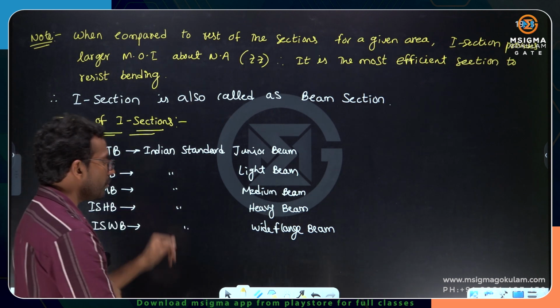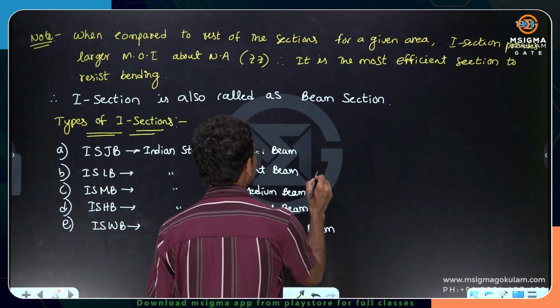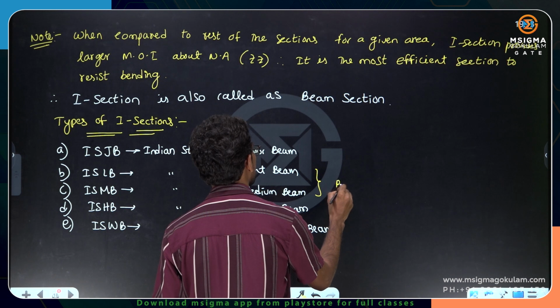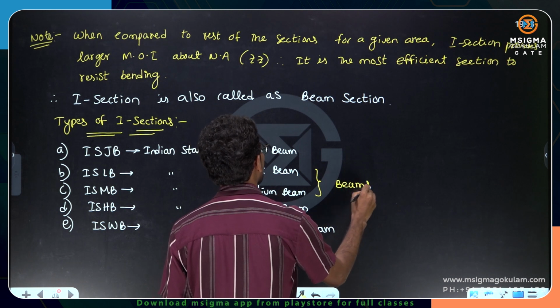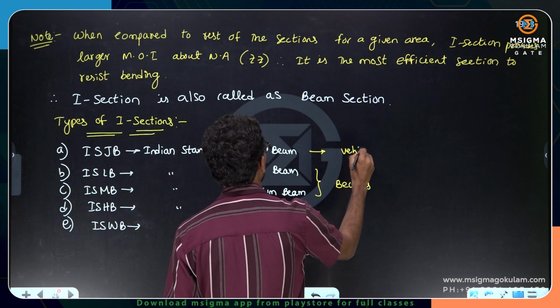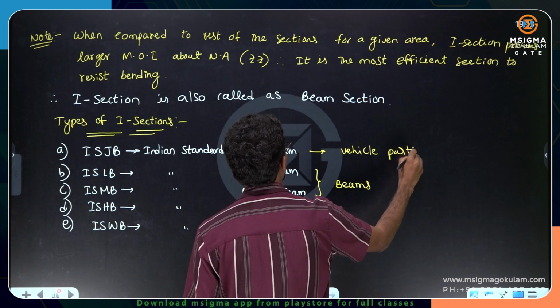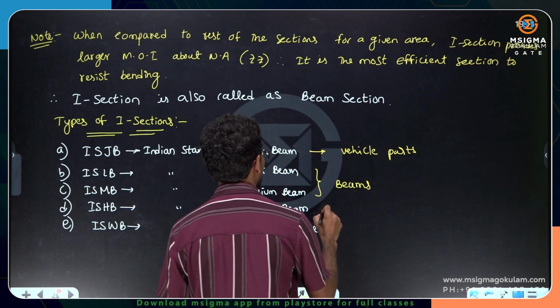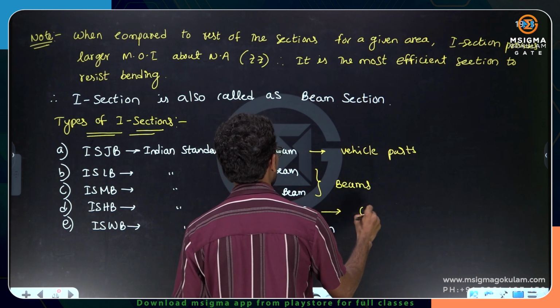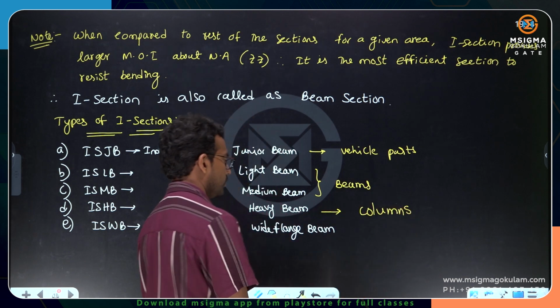And light beam and medium beam are very, very important. For most of the floor girders or beams, we go for these. And junior beams we use for vehicle manufacturing, so vehicle parts are made of junior beam. And heavy beam we generally use for columns. So you may be surprised.